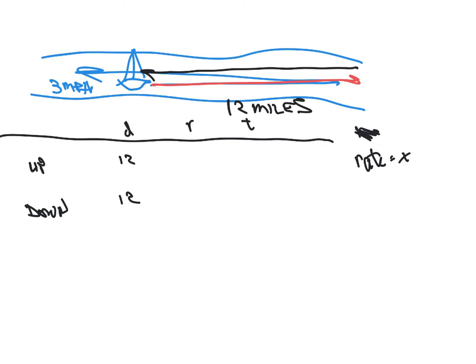When it goes upstream, we're pushing against a current of 3 miles an hour. So my rate is going to be the speed in still water minus 3. We have 3 miles an hour pushing it. Our speed going downstream is the speed in still water, but instead we're adding 3. So again, we're trying to find time. So time equals distance over rate. So our distance over rate here, and our distance over rate here.